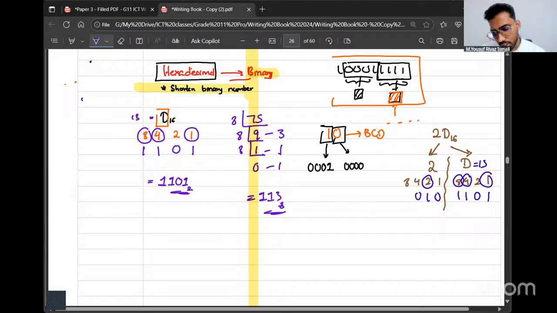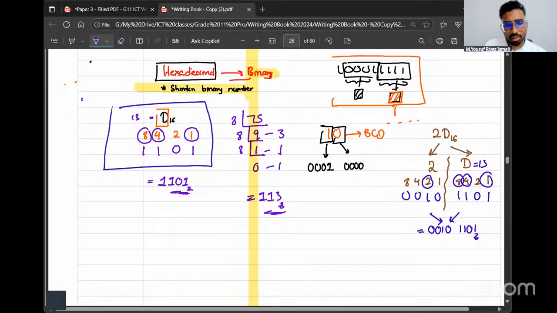Below the numbers you circle, write 1. Below the numbers you don't circle, write 0. So if we convert 2D base 16 to binary, your binary answer will be 0010 1101 base 2. Here it's a 2-digit number; here is a single digit number. So below the D, I wrote 1, 2, 4, 8, circled the numbers I need to form the respective number, wrote 1 below the numbers I need and 0 below the numbers I don't need. And that's how I found it.